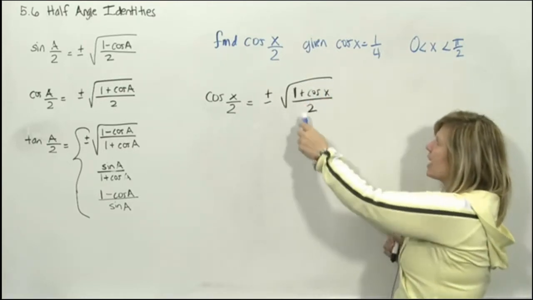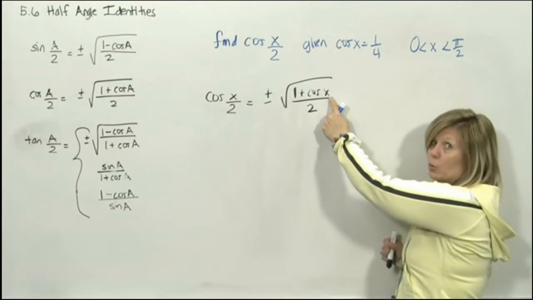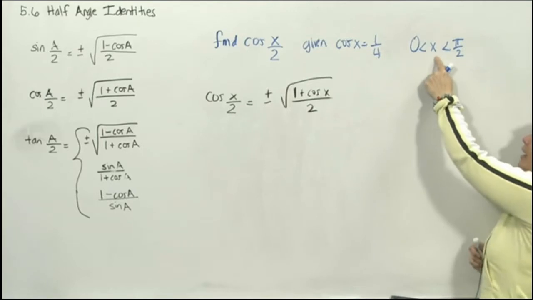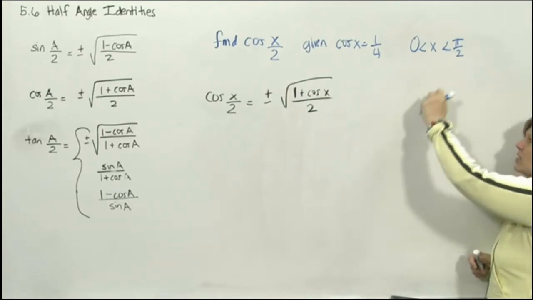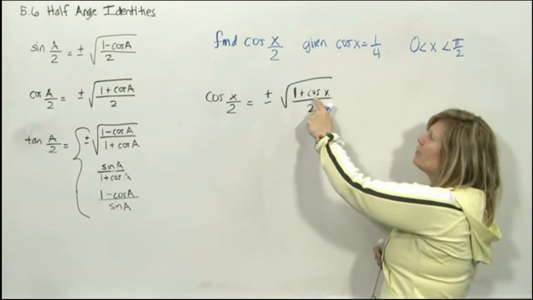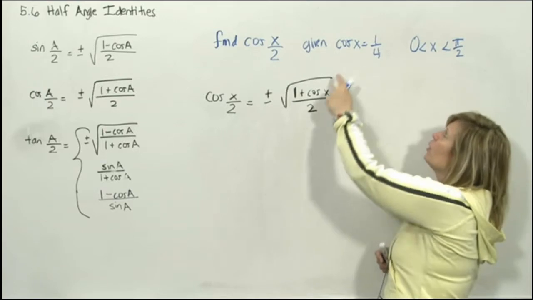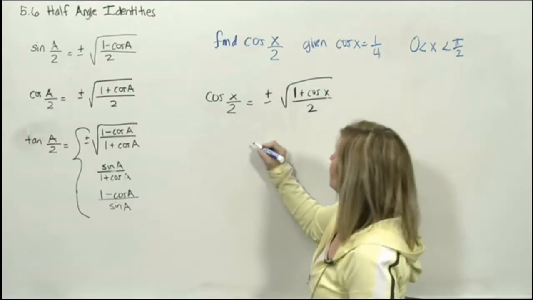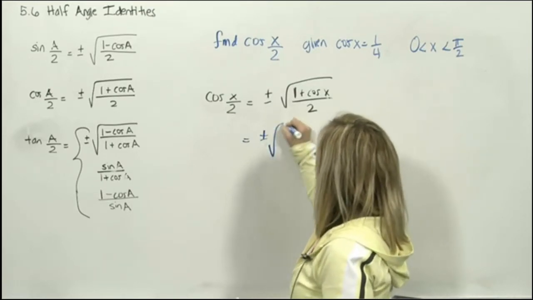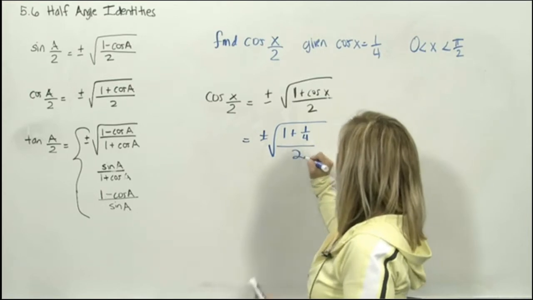In order to use this identity, either A, we'd have to know actually how many degrees angle x is, which we do not. We know angle x is between 0 and 90, but we don't know exactly how many degrees it is. Or B, we'd have to know what this trig expression equals. Do we know what cosine x equals? Sure we do. It's told. Cosine x is 1/4. So now we have a substitution. This is plus or minus the square root of 1 plus 1/4 over 2.